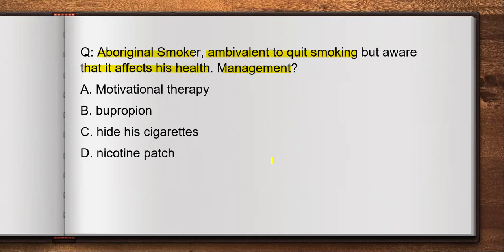So motivational therapy, bupropion, high risk cigarettes, nicotine patch. Obviously this one you can rule out totally. When a patient is ambivalent, or not totally certain that they can quit smoking, they need some push from you. That pushing comes from motivation. So this sort of patient will need motivational therapy. You cannot just give bupropion or nicotine patch to patients who are not totally sure that they want to quit smoking. When a patient says, yes doctor, I want to quit smoking, then you can help those patients with nicotine patch, bupropion, those sort of things.